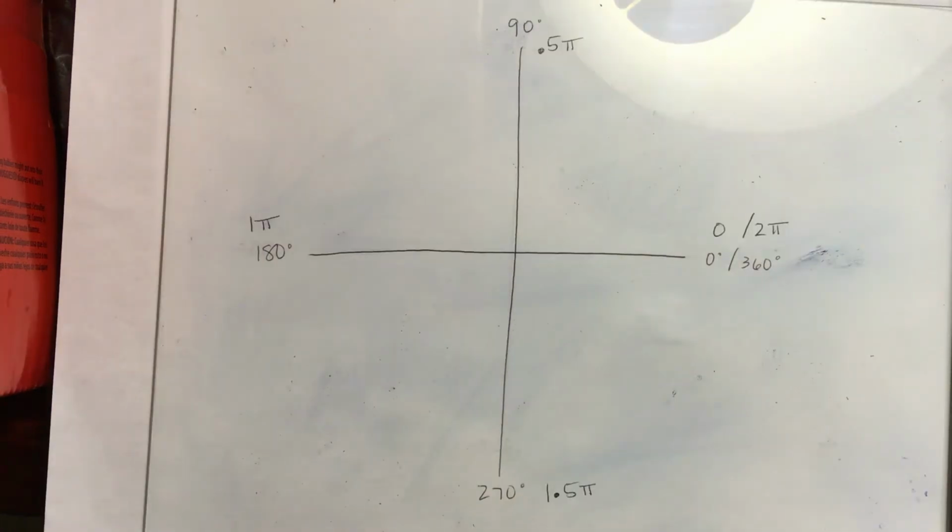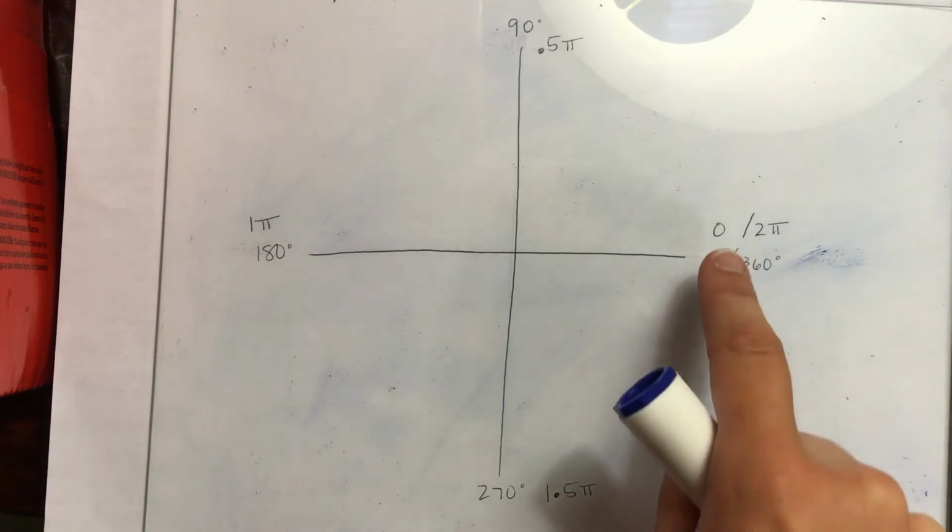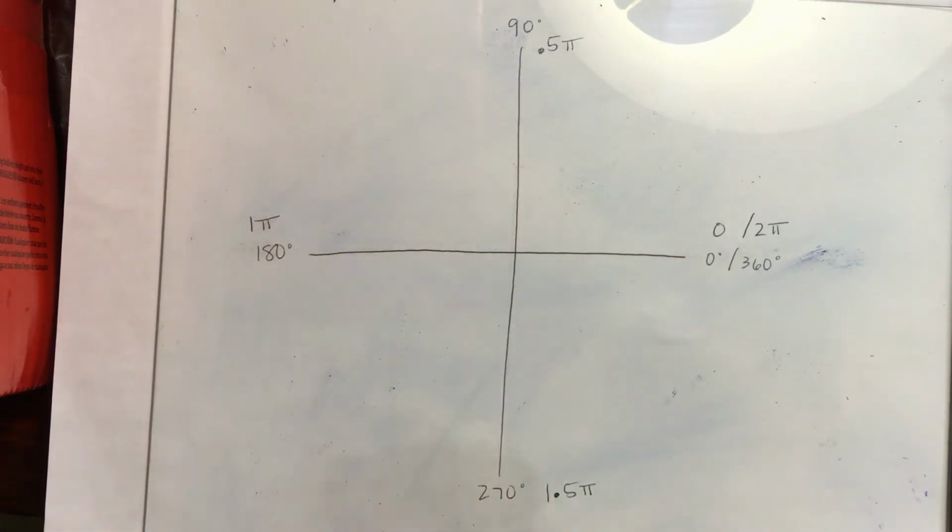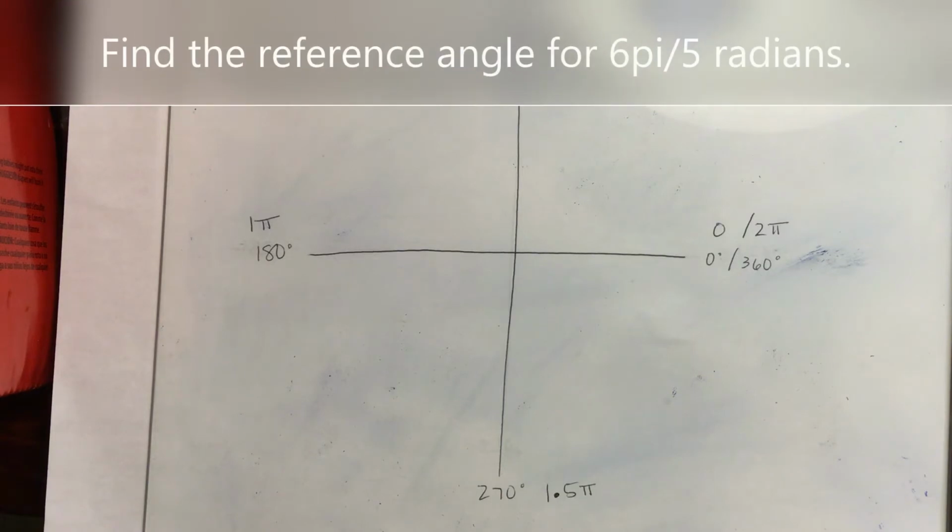To find your reference angle for radians, we're just going to compare numbers, so 0, 0.5, 1, 1.5, 2. And then our final answer, don't forget to actually include the pi symbol with it. We're just going to work with decimals and fractions while we're actually working the problem. So find your reference angle for 6 pi over 5.